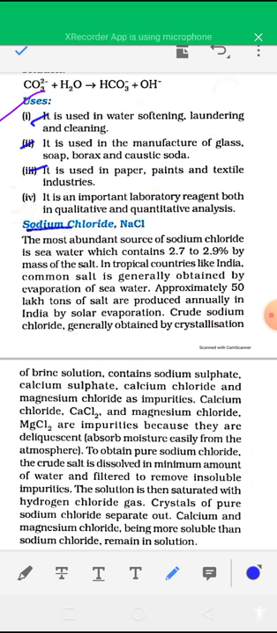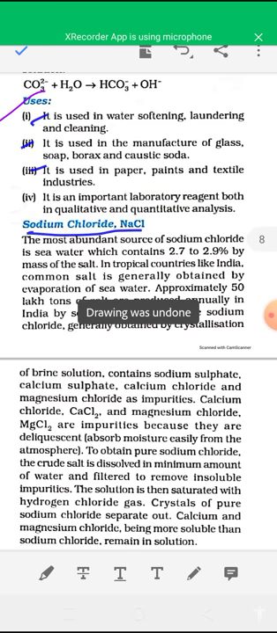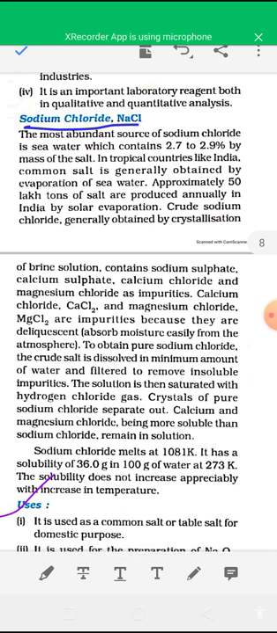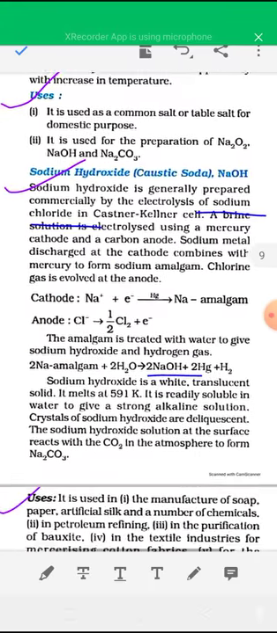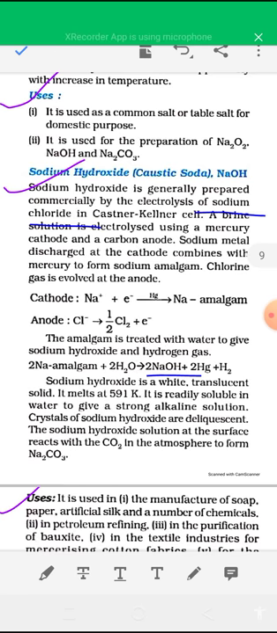The second compound of sodium is sodium chloride, NaCl. The most abundant source of sodium chloride is seawater, which contains 2.7 to 2.9% of the salt by mass. You have to read the uses of sodium chloride, which are given in the syllabus. It is used as common salt or table salt, and it is used for the preparation of sodium carbonate and sodium hydroxide.